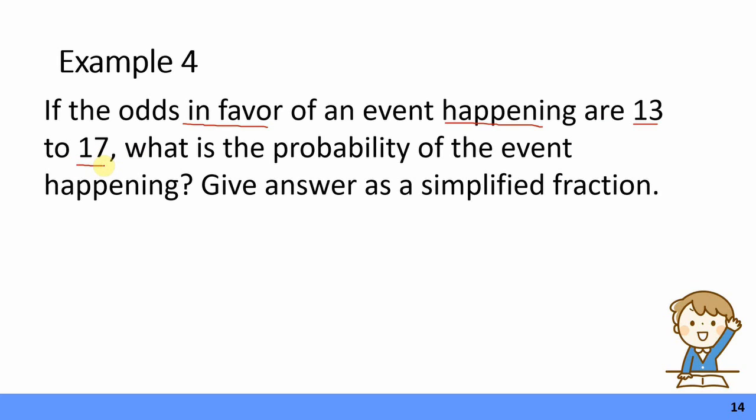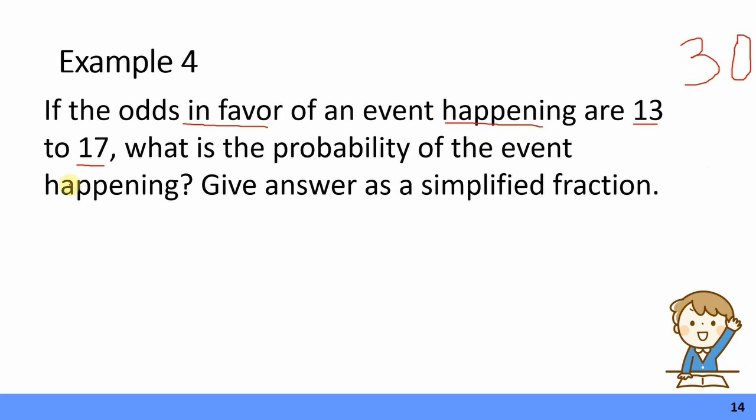First thing you want to figure out is the total. So the total, 13 plus 17, hopefully you can help me out here. I'll write it down up here. The total is going to be, okay, there you go, 30. So when I give you odds, the first thing you want to do is just figure out the totals, and you just add the two quantities together.